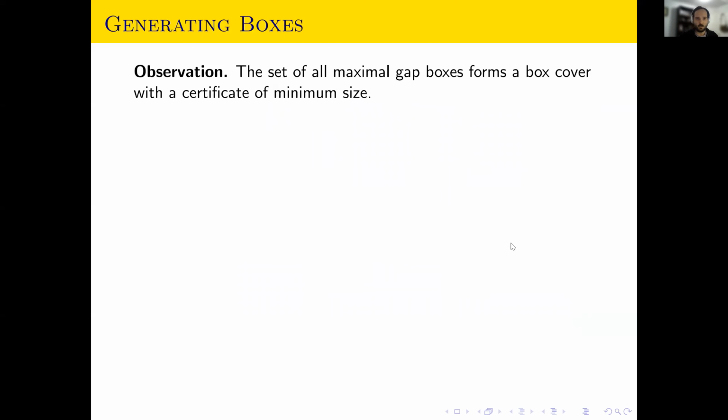So revisiting our first research question, when we want to generate a good box cover for a fixed domain ordering, the first observation we can make is that the set of all maximal gap boxes forms a box cover with a certificate of minimum size.